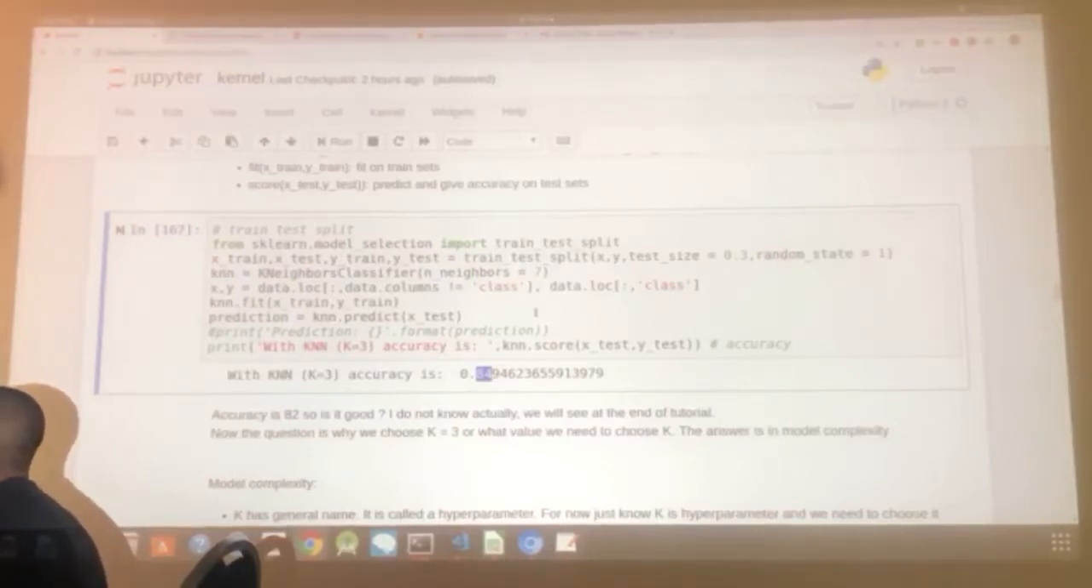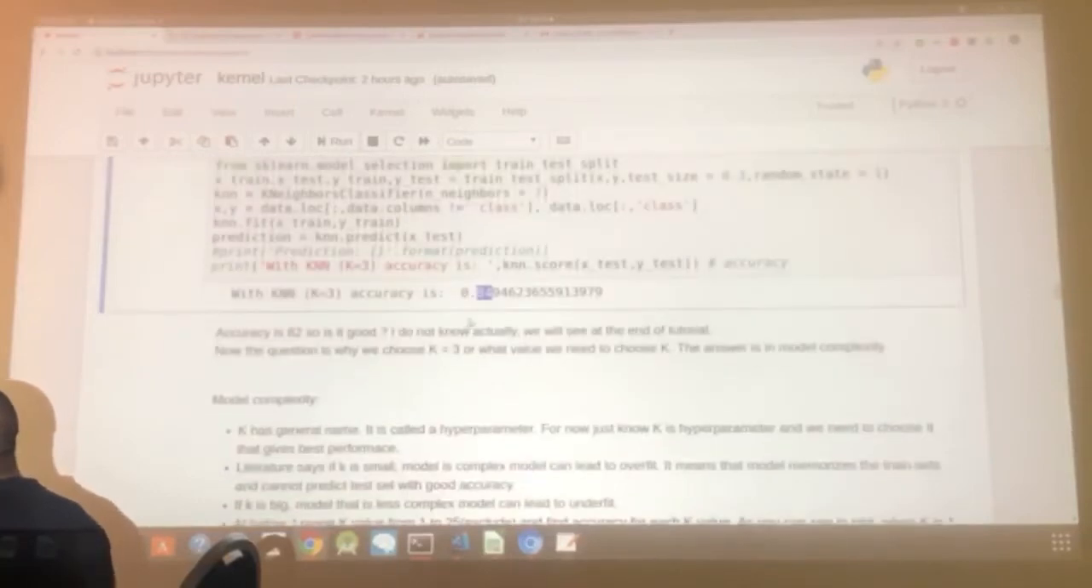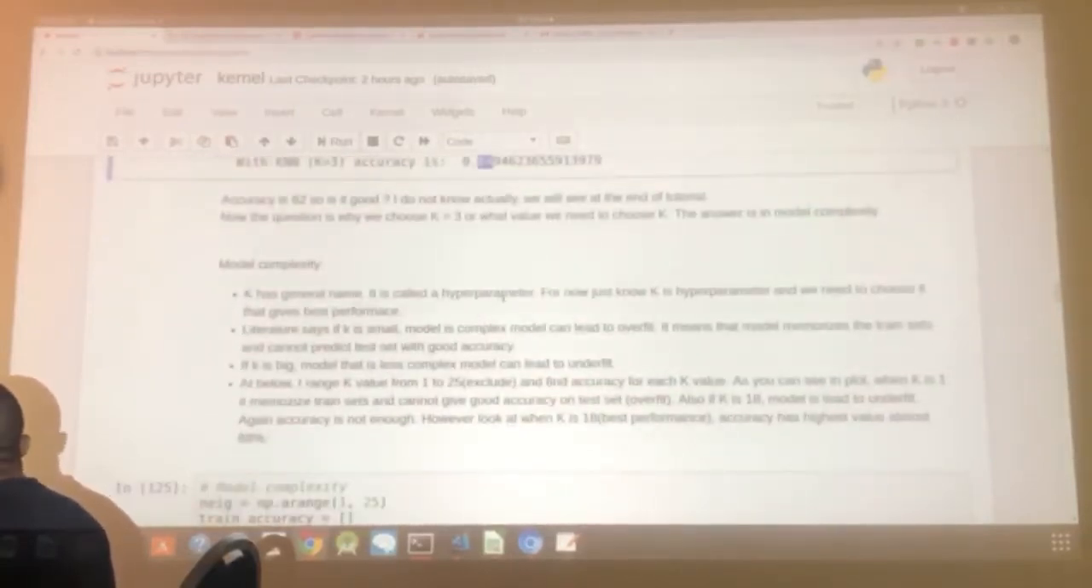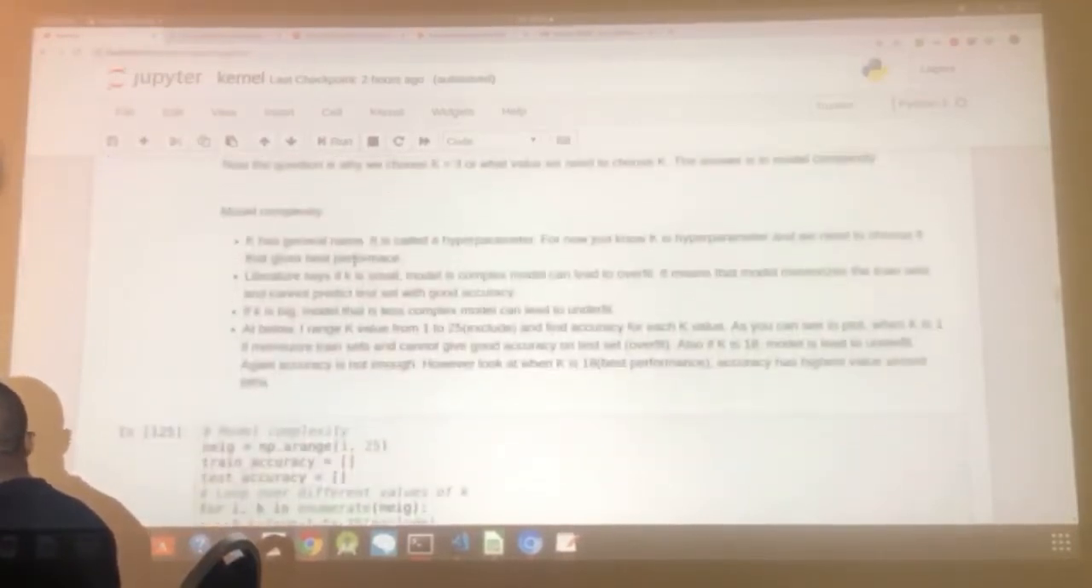Wait, hang on, that's an algorithm. So I can write a for loop and feed in K several times and see which one gives me the highest accuracy. And that's my best value for K. So now we have some sense of justifying why we're choosing certain values. So K is a hyperparameter. We need to choose it.